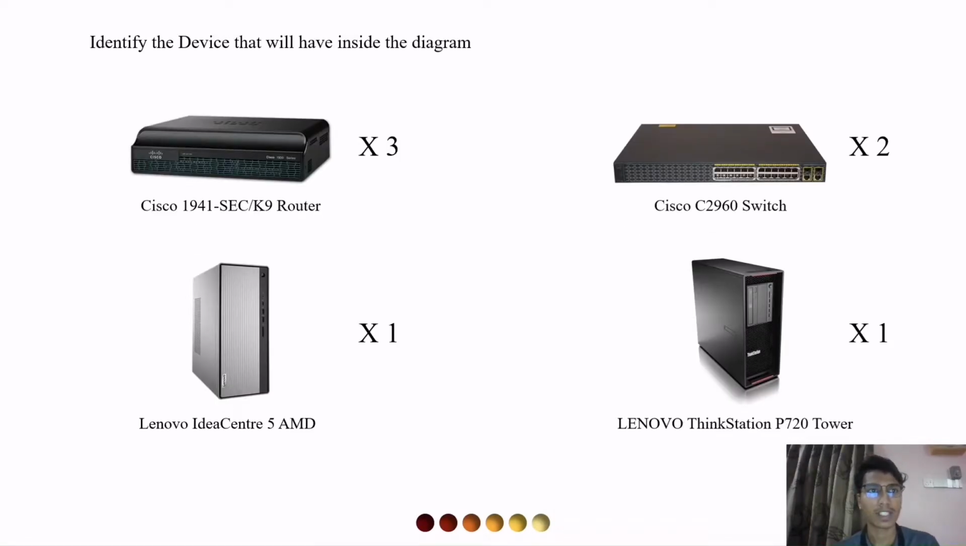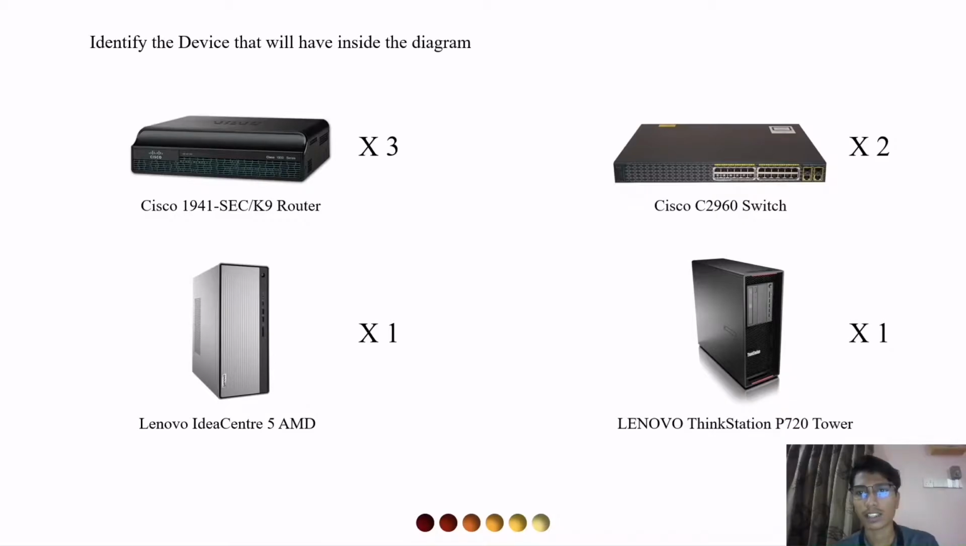Part 1. Identify the devices. Identify the devices that will be inside the diagram. Okay, the first is router, which is the Cisco 1941-SEC/K9 router. So we got three routers in our diagram.